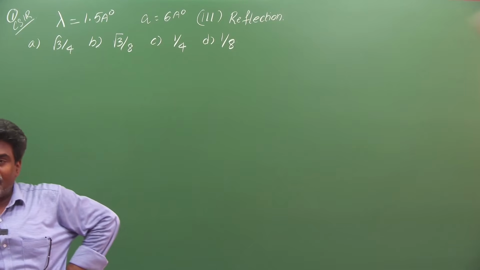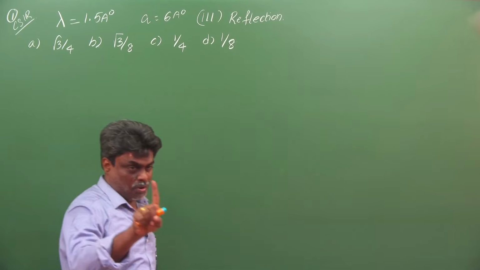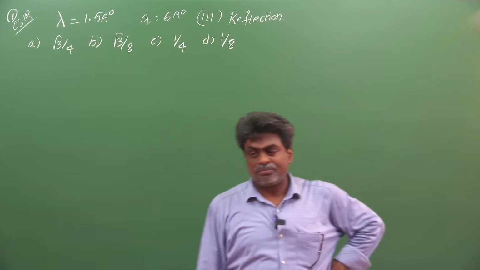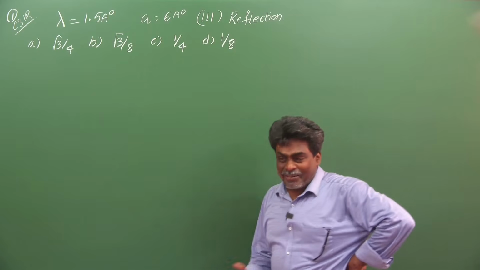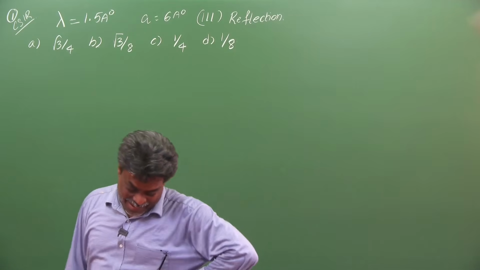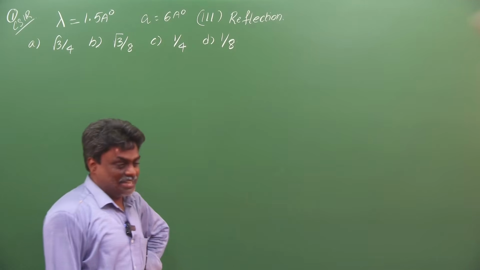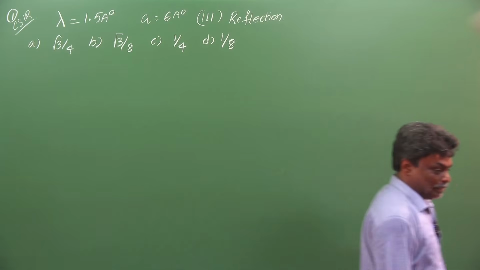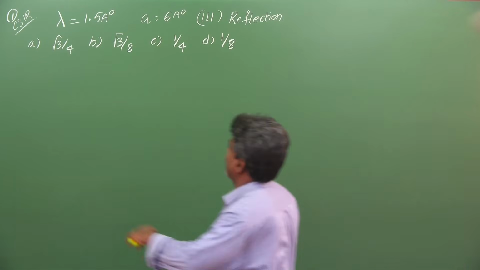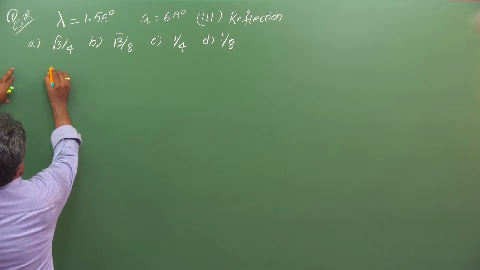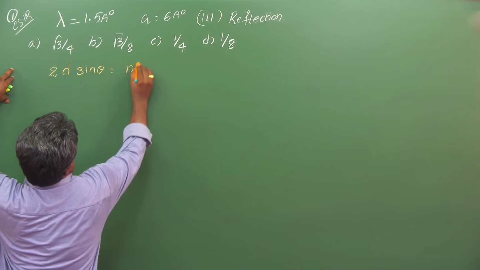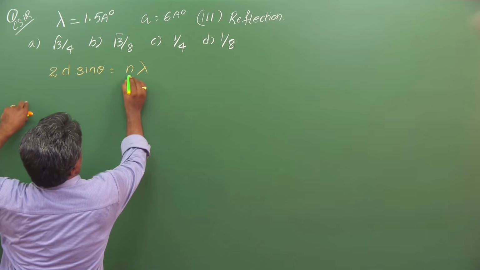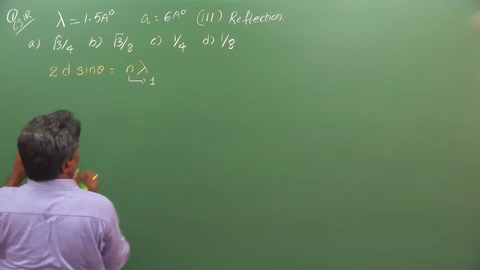Whenever order of diffraction is not given, always you have to take 1. Write that note: order of diffraction is not given, always take 1. Ready? So, what is the Bragg's law? 2d sin theta equal to n lambda. Order is not given, that's why you have to take always 1.